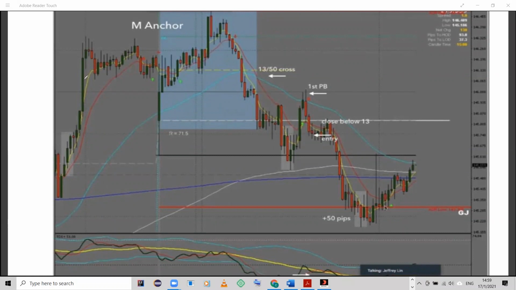So, rules are rules. The first one's the anchor, third one pullback to the 50, fourth one rejection of the 50. And what are we looking for now? Entry right below the 13 close. Here, right here, the 13 close. Our stop loss will be 7 pips here. It's about to rain right now where I am.